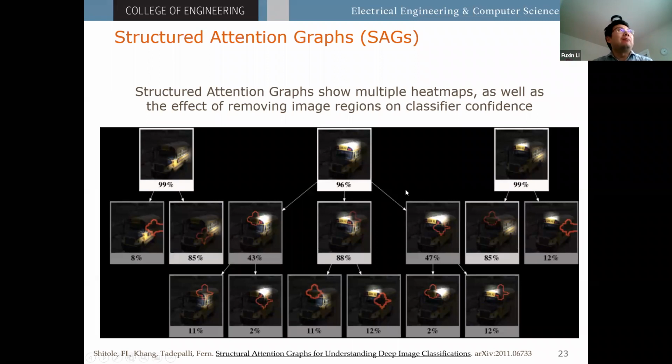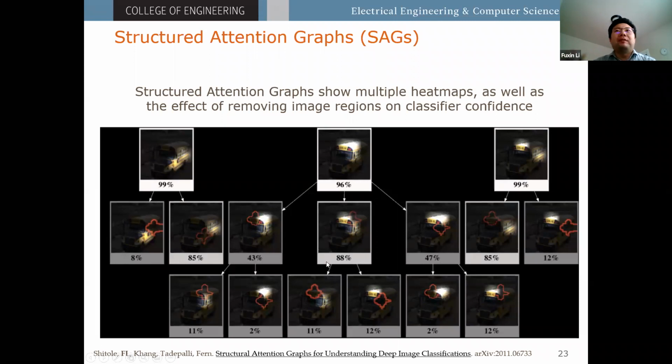Not only one heat map: you can see here the root nodes are three different heat maps. And then we also show how the classification confidence evolves if you remove a piece of it. For example, in this one, this is 99%. If you just remove this part, this becomes 8%. And then if you remove this other part, it's still 85%. So it's not really that bad. With that, we try to create more logical structures in terms of explaining CNNs.